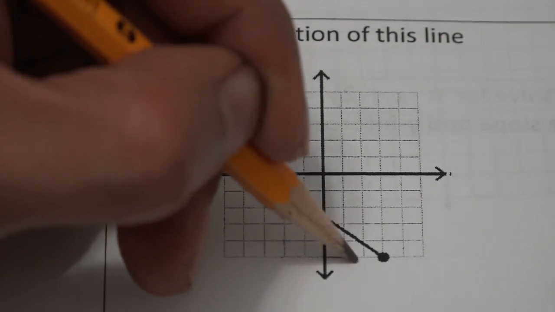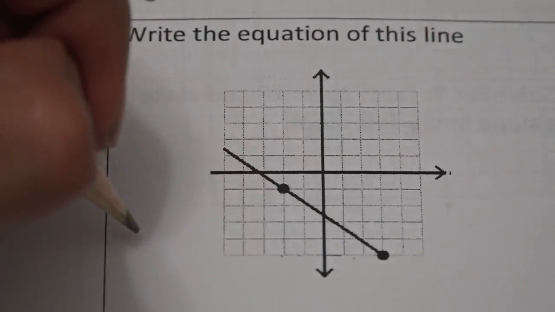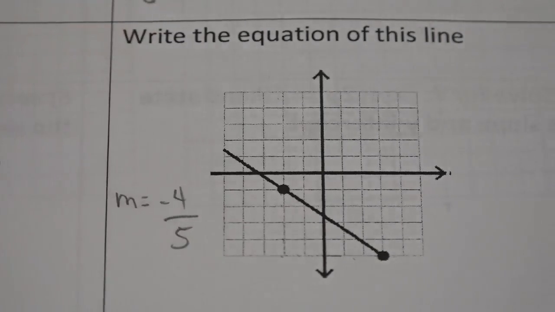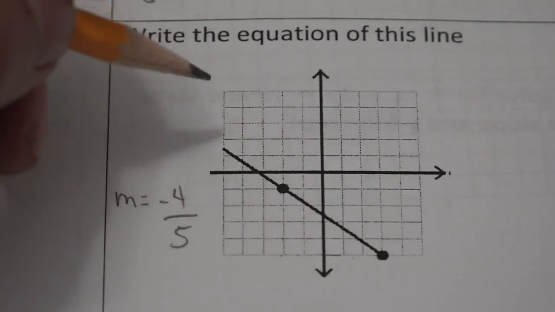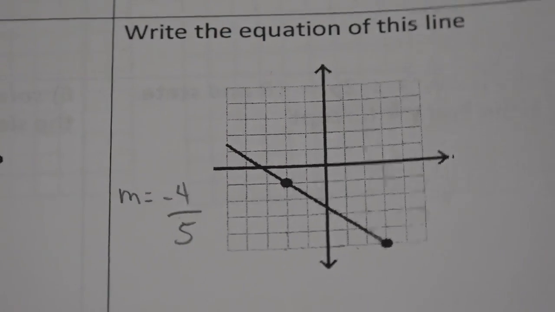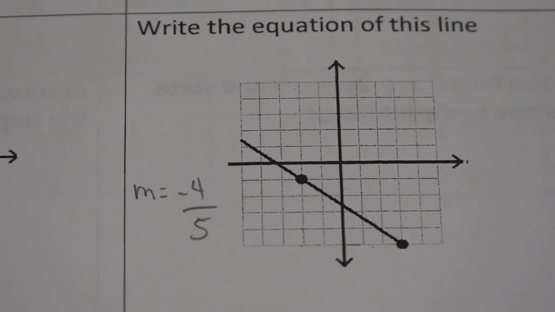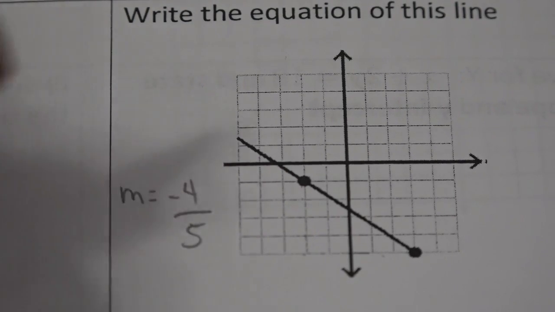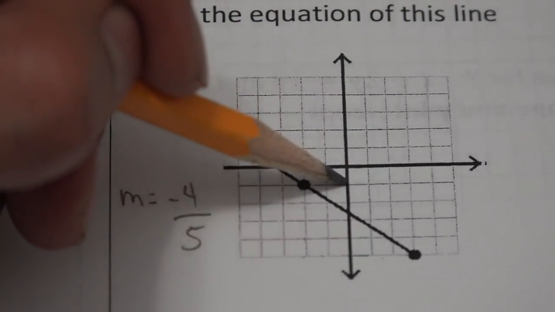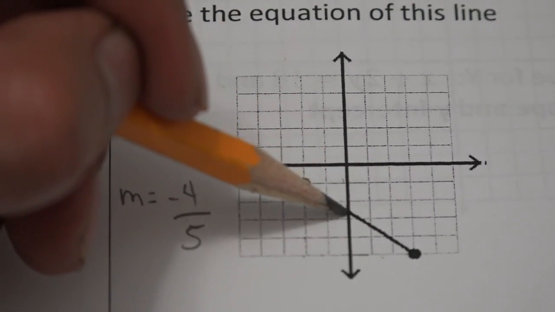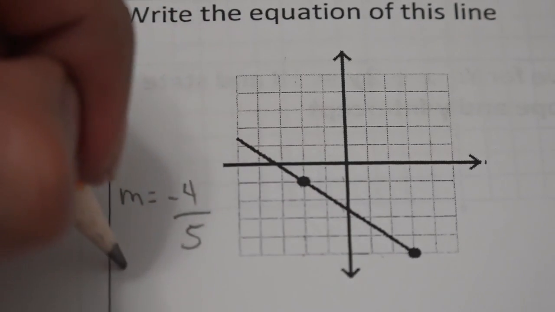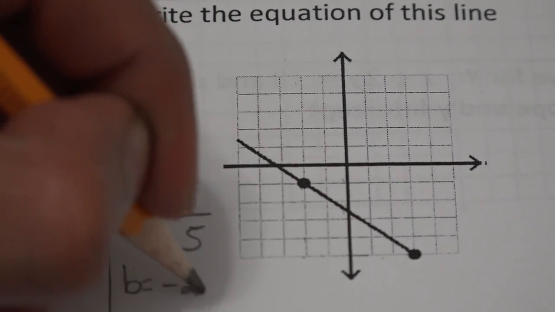1, 2, 3, 4, 5. So negative 4, right? The slope is negative 4 over 5. And the y-intercept. Well, let's zoom in on this thing because I cannot see it like that. It looks like it's not exact. So let's see now. 1, 2, it's like 2.5. Sure, why not? The y-intercept is negative 2.5.